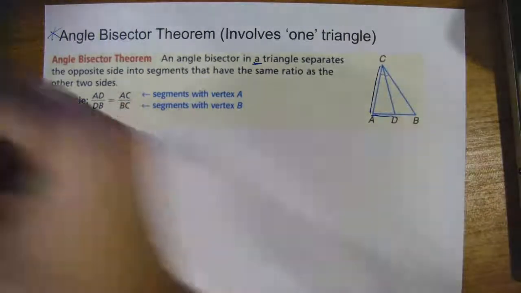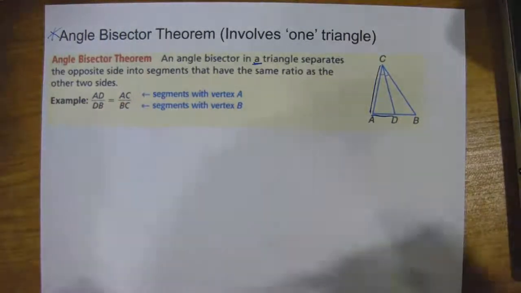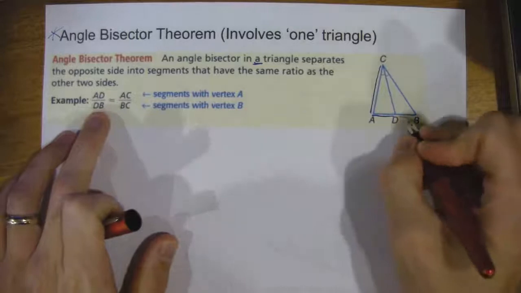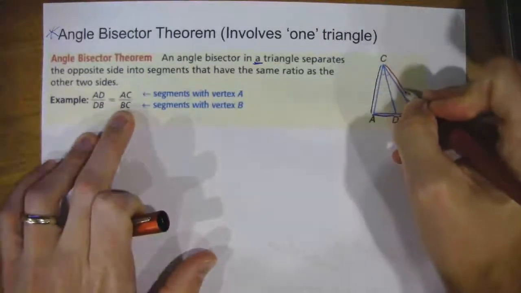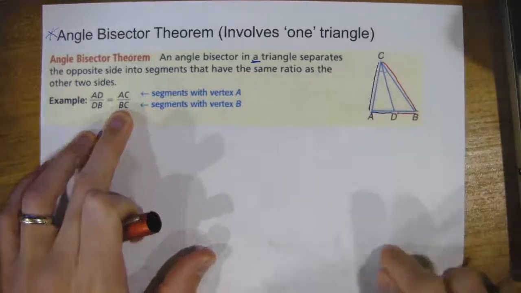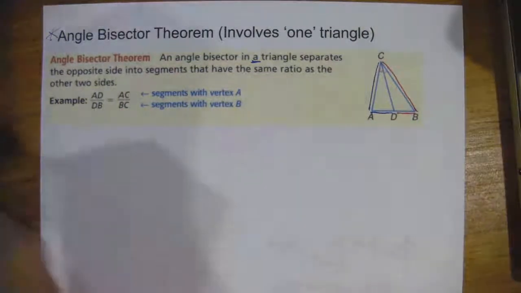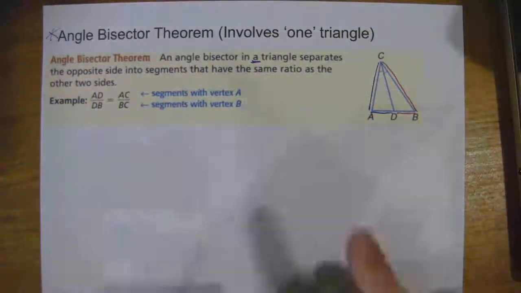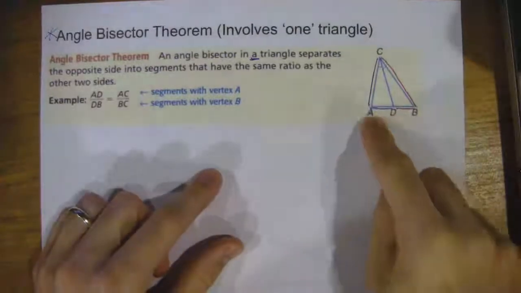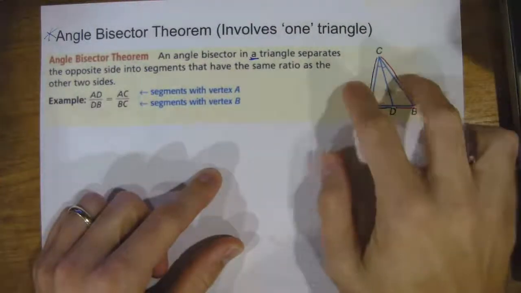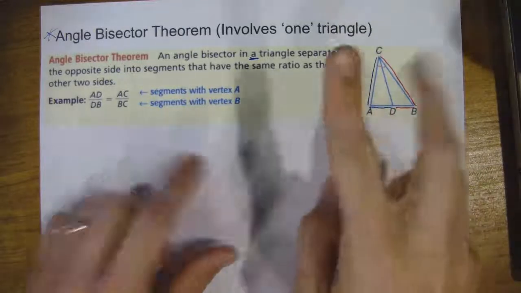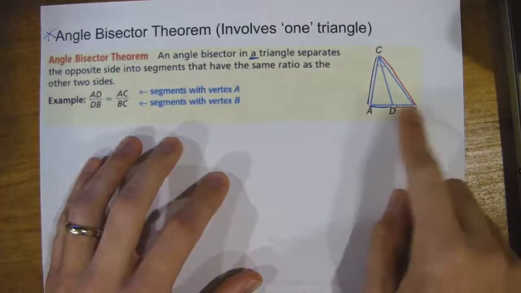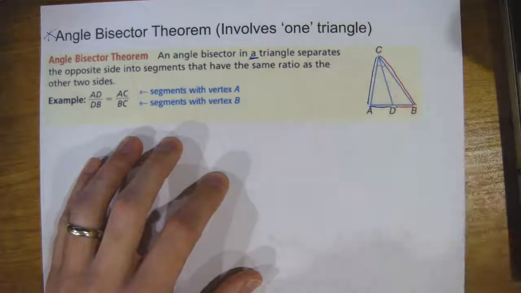Okay. Similarly, no pun intended, DB, this segment here, matches up with BC, this side here. So notice the relationship we have. The proportionality is between these parts of this side compared to the, so notice AD matches up with AC. They're the similar parts, so to speak. BD and BC form that other.